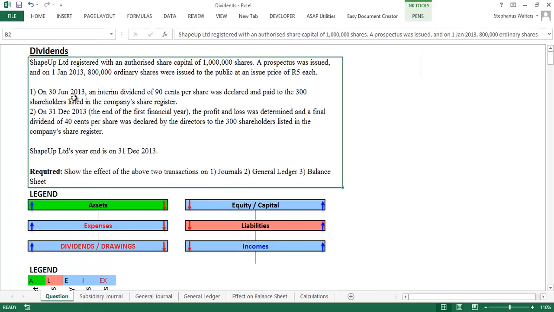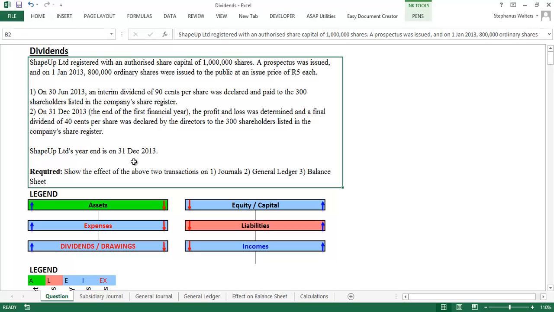On 30 June, that's halfway through the year, an interim dividend of 90 cents per share was declared and paid to the 300 shareholders listed in the company's share register. On 31 December, that's the end of the year, the profit and loss was determined and a final dividend of 40 cents per share was declared by the directors to the 300 shareholders in the company's register.